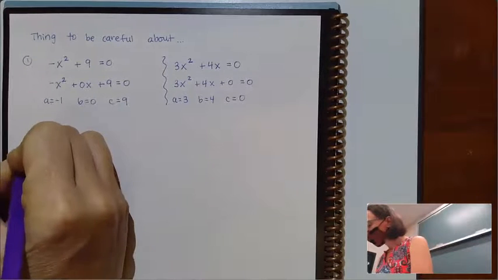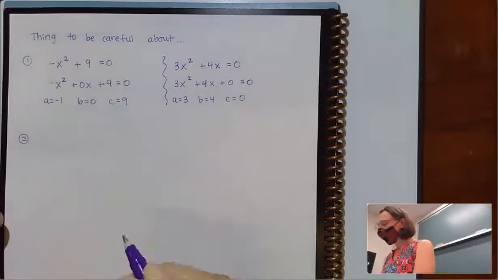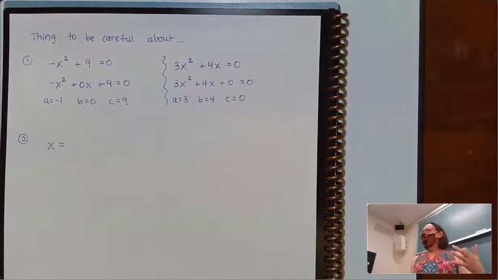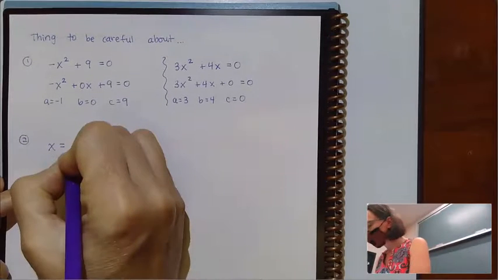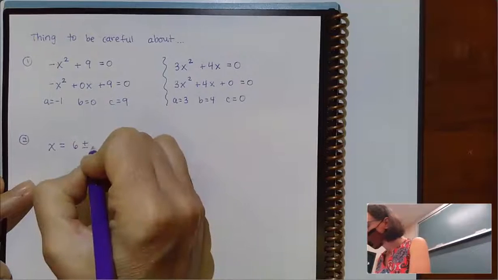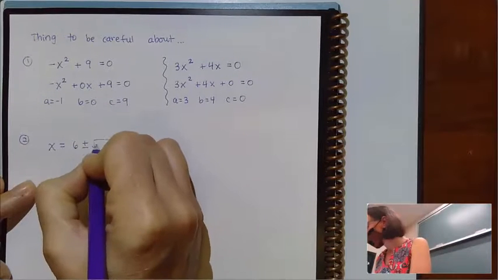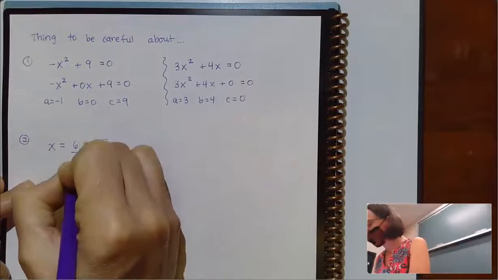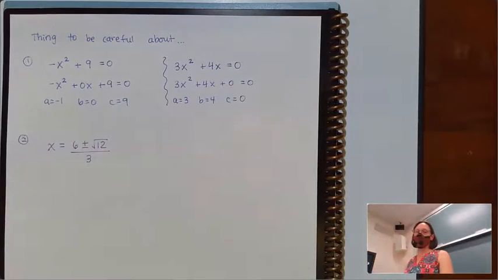Another thing to be careful about is, let's say that I solved it down to the quadratic formula and I got something that looked like 6 plus or minus the square root of 12, all over 3.